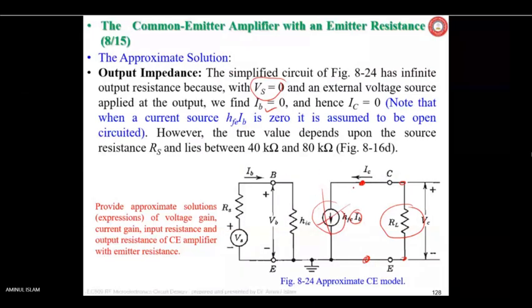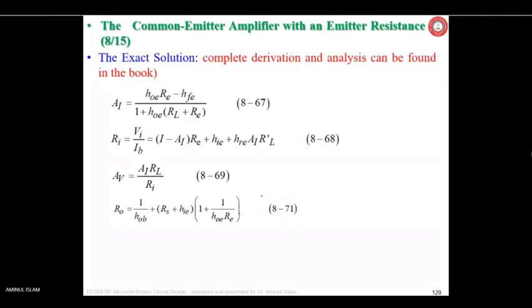However, the true value depends upon the source resistance RS. Suppose you have RS, it may depend on some things. If it is shorted, still some current will flow if the resistance is there. Now, this is the approximate solution we did. The exact solution can be found in the book, and you can go through the equations from there.